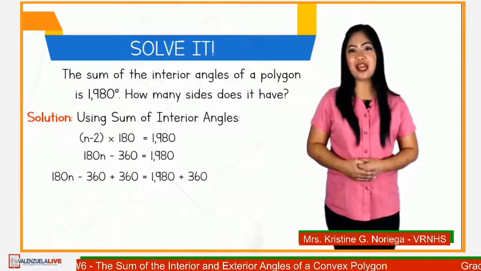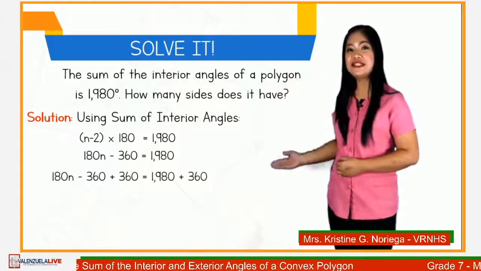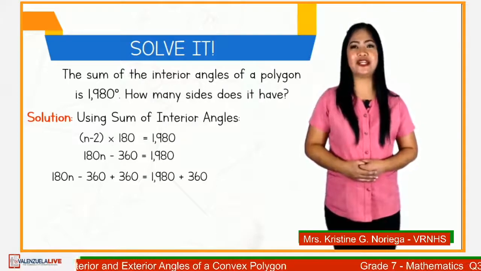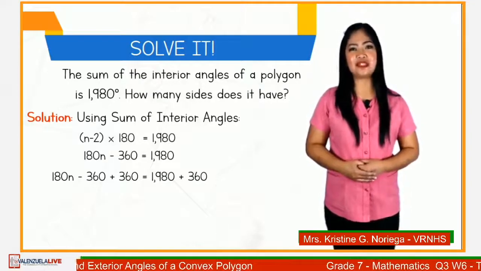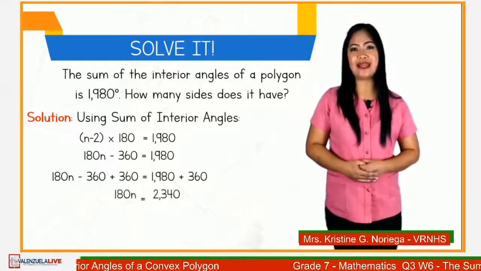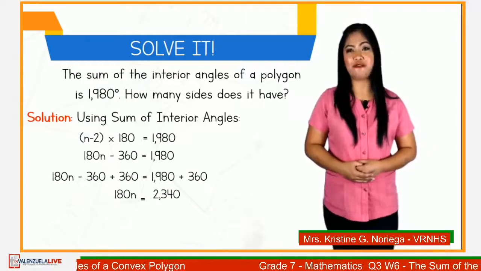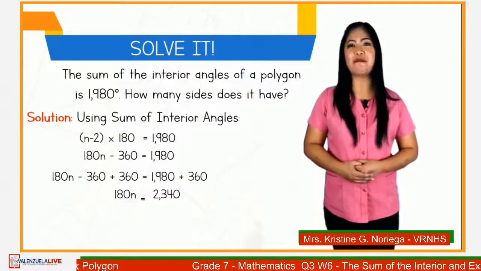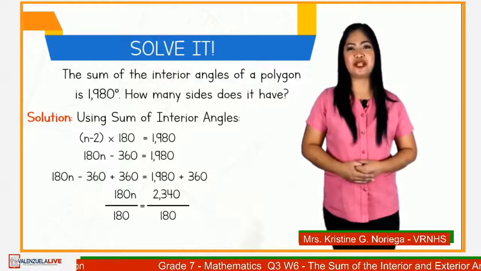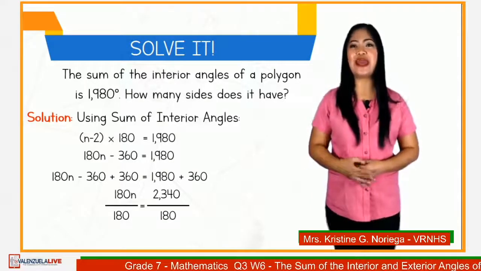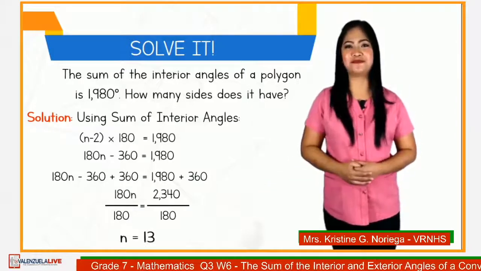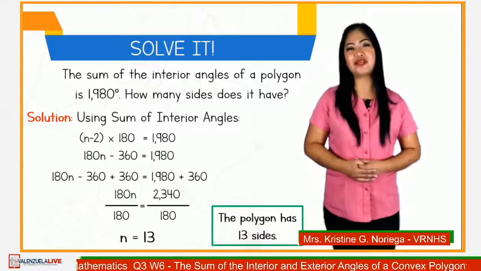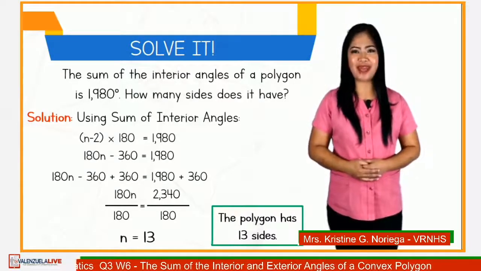180n minus 360 plus 360 equals 1,980 plus 360. Simplifying this will be 180n equals 2,340. To solve for n, eliminate 180 by dividing both sides of the equation by 180, which will result to n equals 13. Therefore, the polygon whose sum of the interior angles is 1,980 degrees is a polygon with 13 sides.